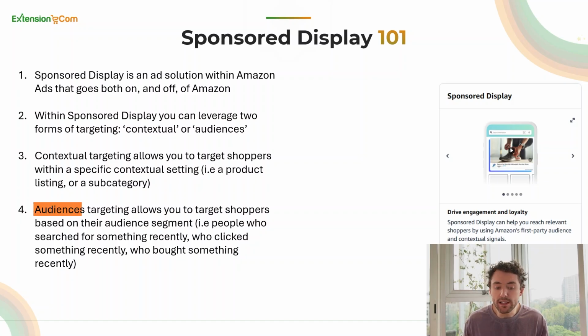Now, when it comes to audiences, this is a little bit different, as you'll target shoppers based on their audience segment. So think about if you target a specific category from a contextual standpoint, when they enter that category, they will see your ad. However, if you target that same exact category from an audience's perspective, these audiences were previously in that category. Now they might see your ad off Amazon, they might see your ad in a different category, etc. So it's just changing from, hey, we're targeting this contextual setting to we're targeting that specific audience wherever they may be.